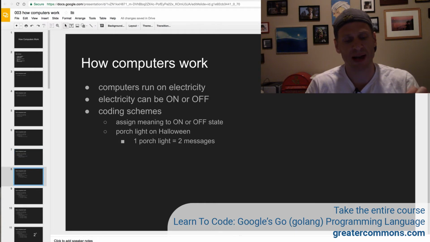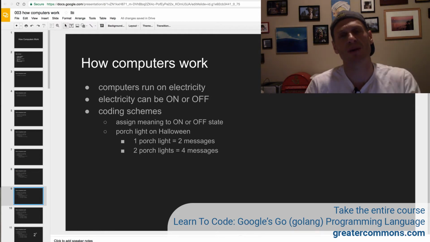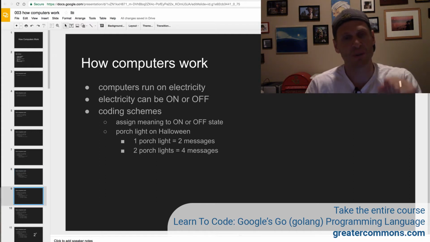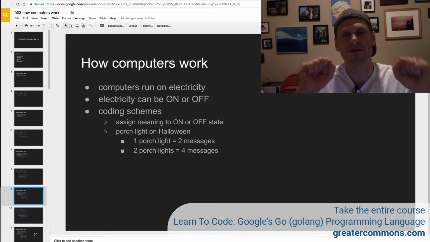The porch light on Halloween example, if we have one porch light, we could have 2 messages. We're going to explore this a little further now. One porch light, 2 messages. How many messages can we have if we have 2 porch lights? We could have 4. Our coding scheme could have 4 messages, right? One porch light, if it's on, come trick or treat. If it's off, go away. That's 2 messages. 2 porch lights, we could have 4 messages.